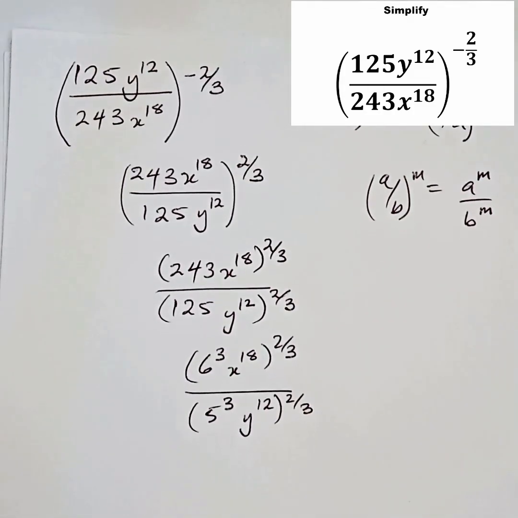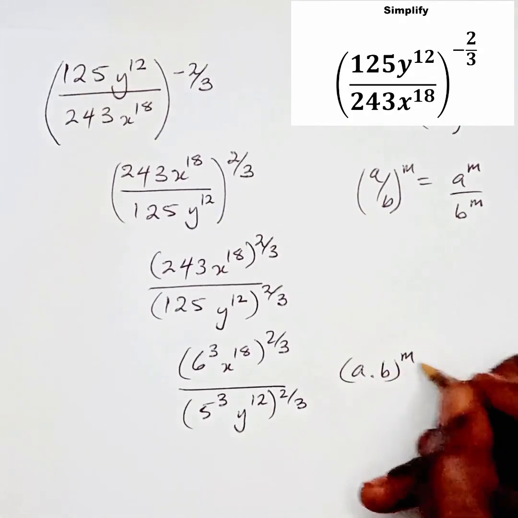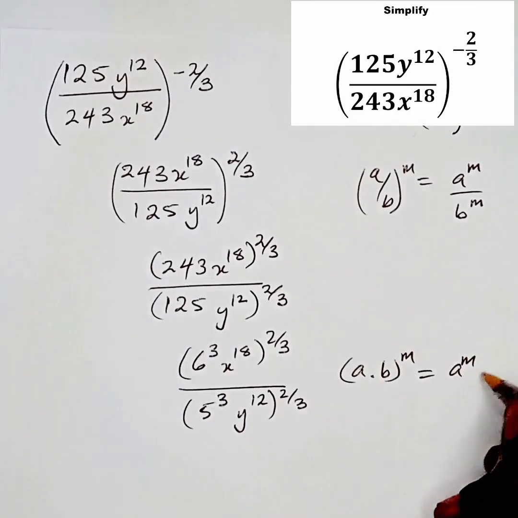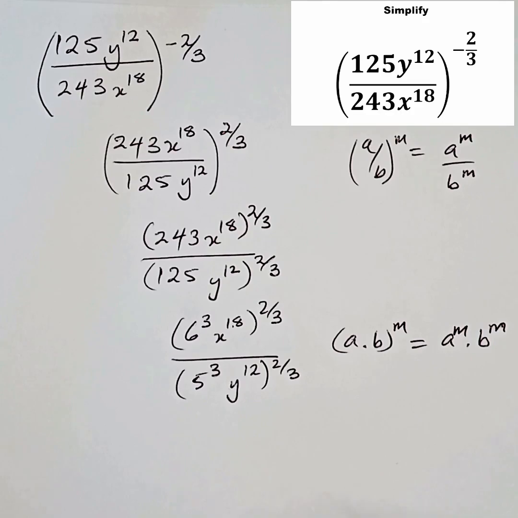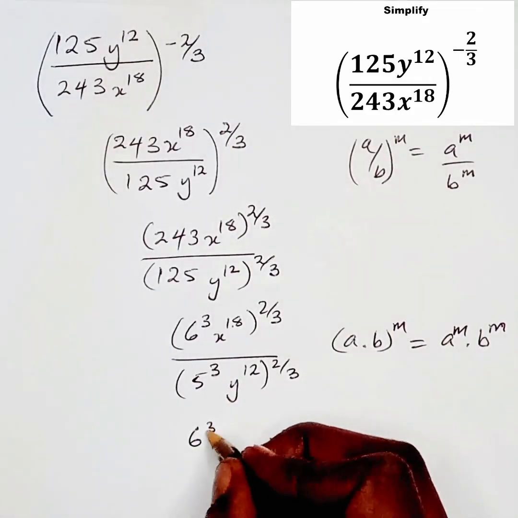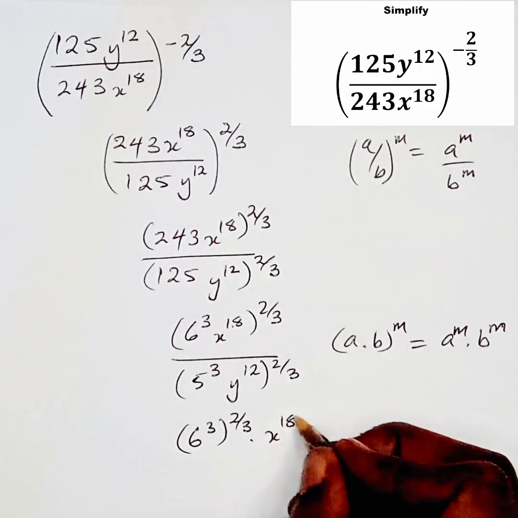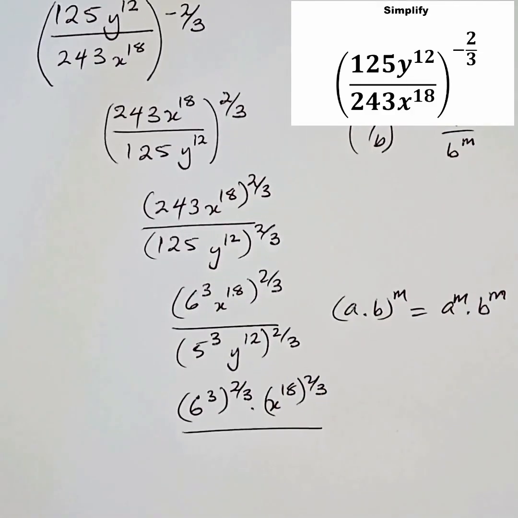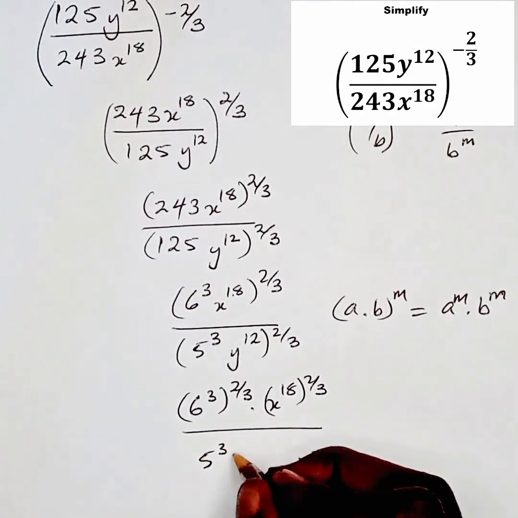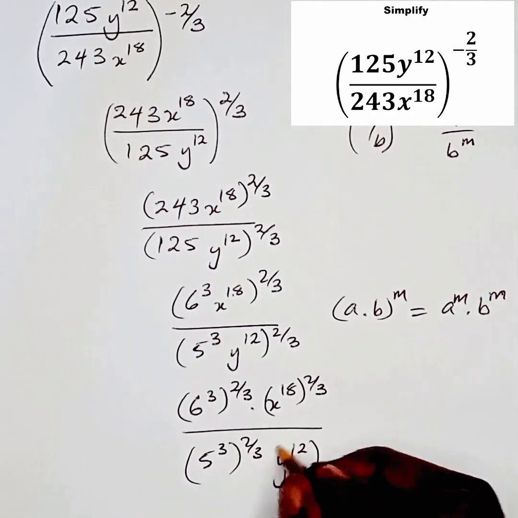Right, next we are going to use this law of exponents that says (ab) to the power m is equal to a to the power m times b to the power m. So we are going to do it there on the numerator and there on the denominator. So we are going to have (6^3) to the power 2/3, multiplying (x^18) to the power 2/3, and then down there we have (5^3) to the power 2/3, (y^12) to the power 2/3.